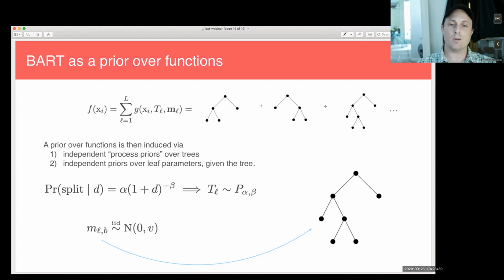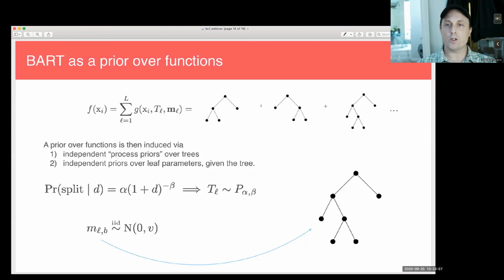This has been used. I'm not going to talk about it much here. If you're not familiar with BART, you should check it out. It's an interesting model. And then the second piece is that we have these priors on the leaf parameters, which are going to be independent with a fixed variance v, and that's the BART model.